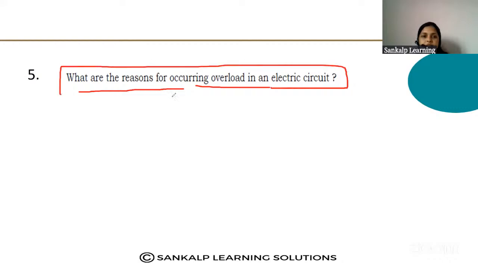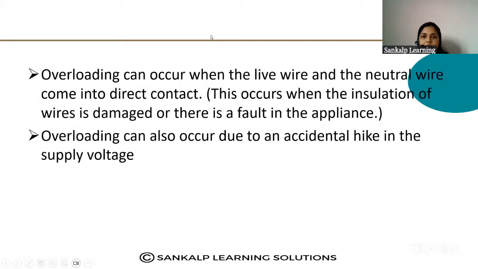What are the reasons for the overload in an electric circuit? Overloading can occur when the live wire, which has the red insulation, and the neutral wire, which has the black insulation, come into direct contact.